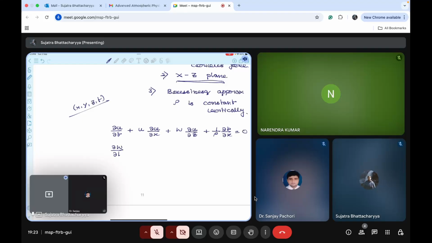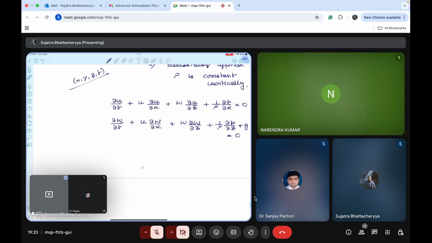Delta w delta t is the z momentum equation, because the z plane also we have. So u delta w by delta x plus w delta w by delta z plus 1 by rho delta p delta z plus g. g will be always there in the vertical momentum equation.